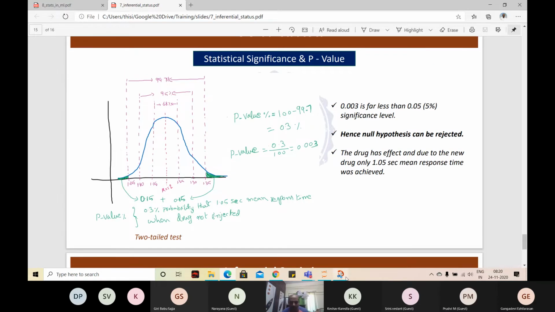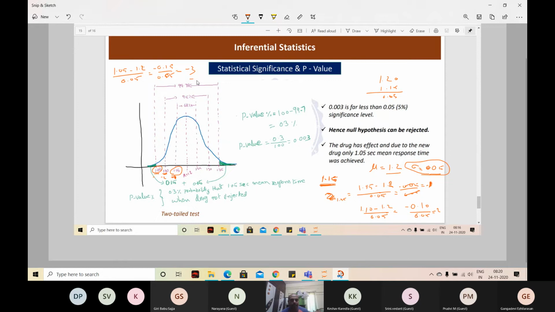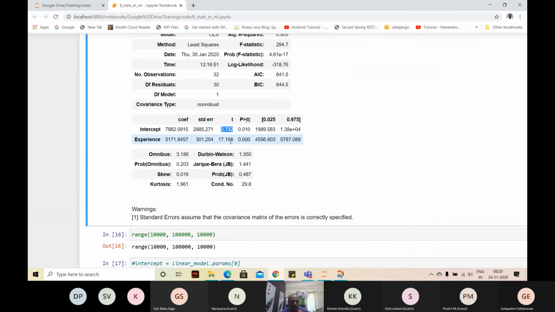Whatever the -3, -2 I calculated, these are t scores, not z scores. Do you agree with my statement? Yes, sir. Right? So this t score is also z score only. Okay? So what is this number? 2.7, that means almost close to 3, right? Almost close to 3. That means 95% of the times, null hypothesis is not true.